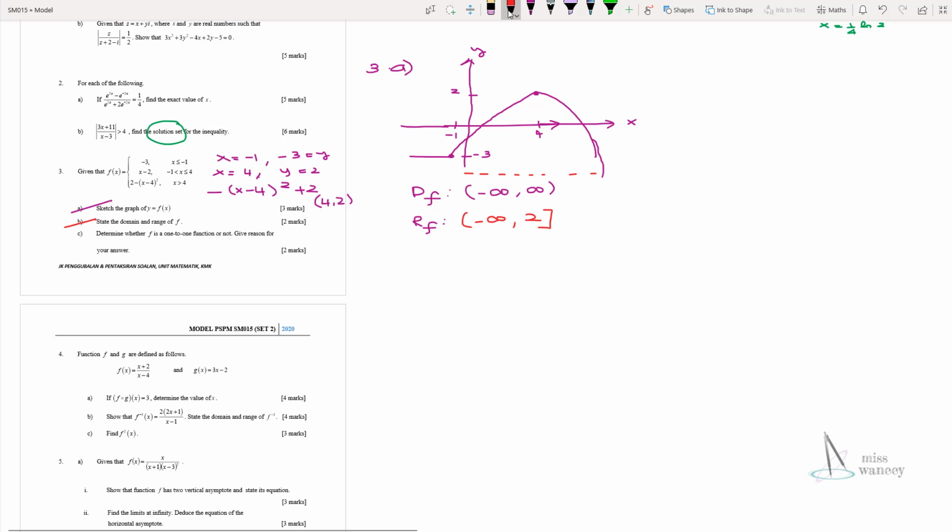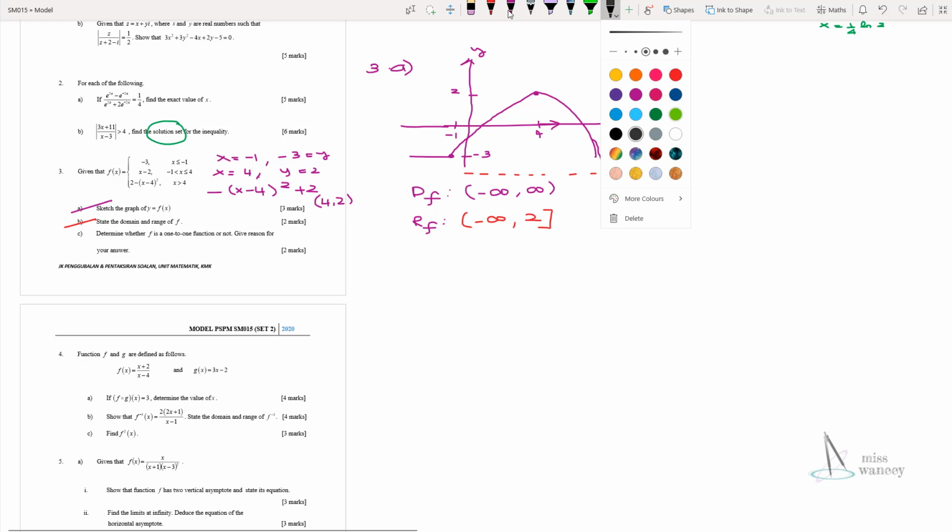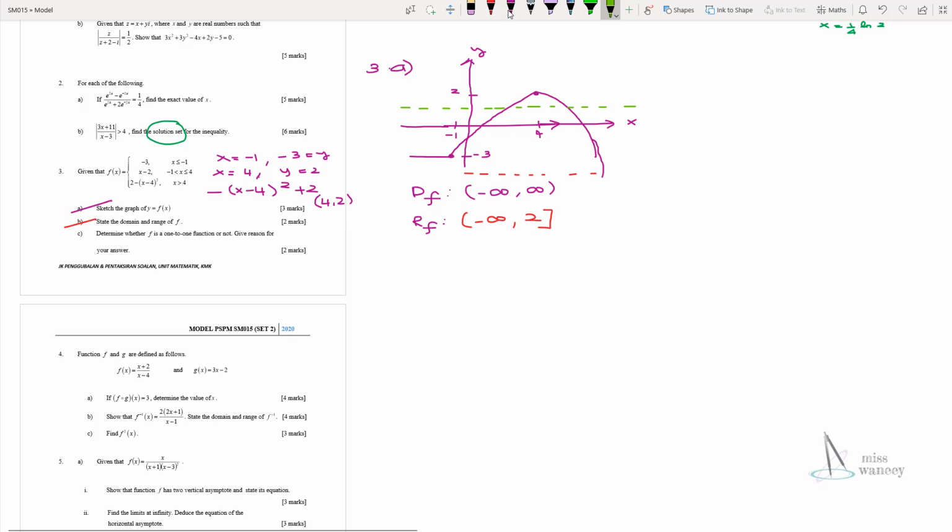So that is P. Determine whether f(x) is a one-to-one function or not. Give the reason for your answers. Okay, so in order to know whether it is a one-to-one function or not, we have to test first. So let me do a horizontal line test. By doing a horizontal line test, this line actually cuts at 2 points. So I do know this is definitely not a one-to-one function.